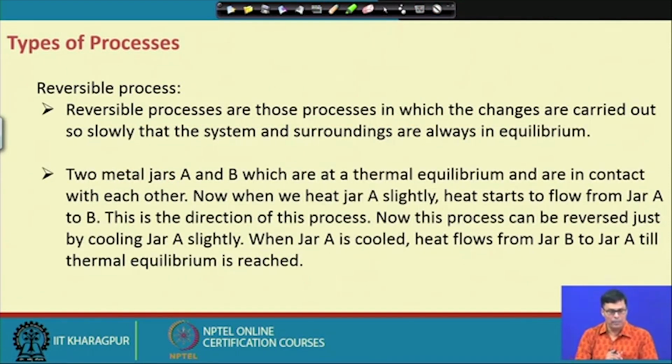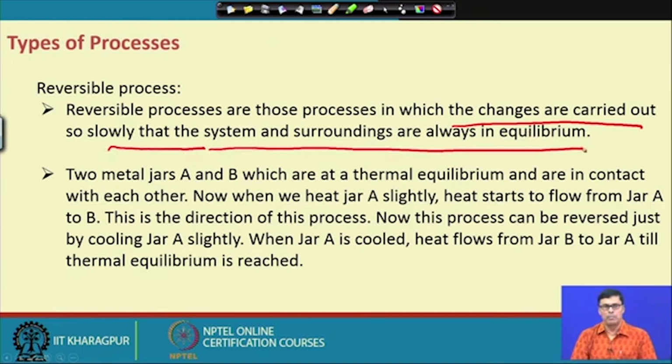Now, another, we have the reversible process. Reversible processes are those in which the changes are carried out so slowly that the system and surroundings are always in equilibrium. This is called a reversible process. Now, I can give a very typical example. Suppose there is a system comprising A and B and they are in equilibrium. If you increase the temperature of A, then heat will transfer from A to B. If you cool A, then heat will flow from B to A.